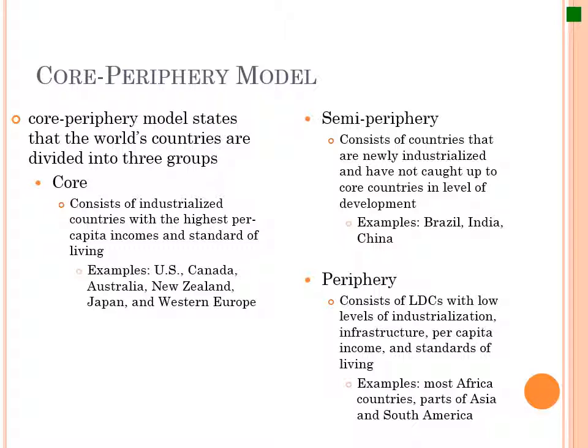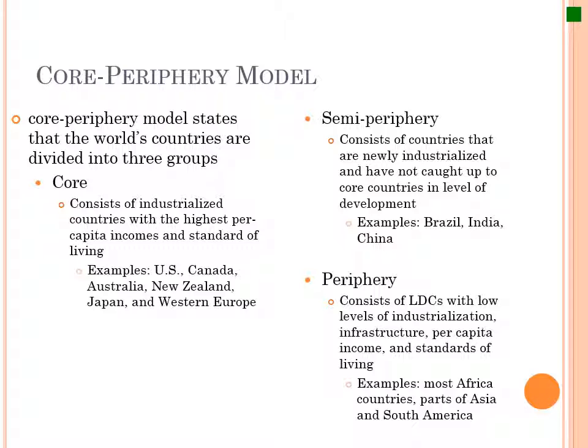North America. Semi-periphery countries are countries that are newly industrialized but have not caught up to the standard of living or the income level that the average person has in core countries. So again, going back to what we talked about with industry, this is where your BRIC nations come in. So Brazil, India, China, Russia fit in here, and so does South America.